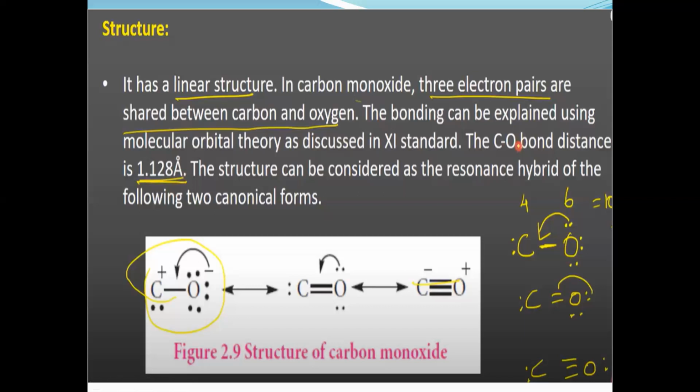So already you learned this in your 11th standard. So the carbon oxygen bond distance is 1.128 angstrom. So these are the resonance structures for carbon monoxide.